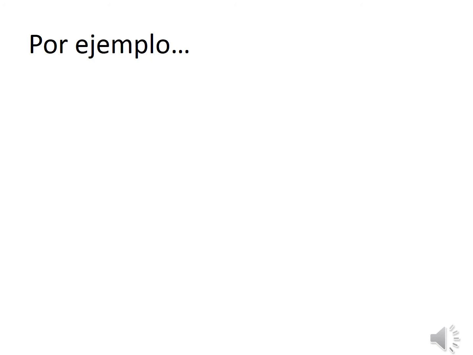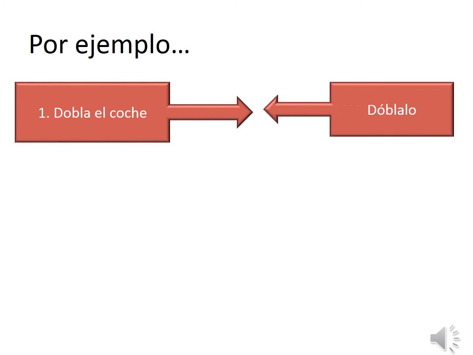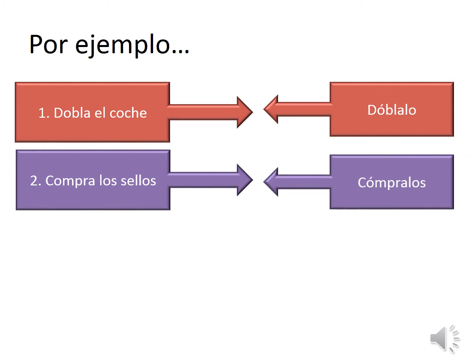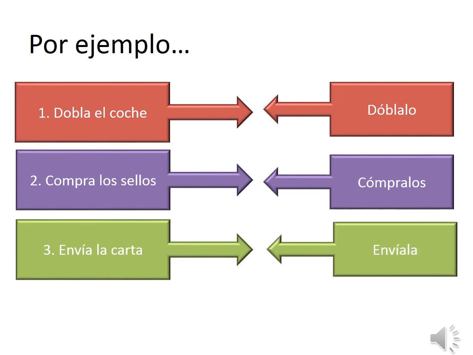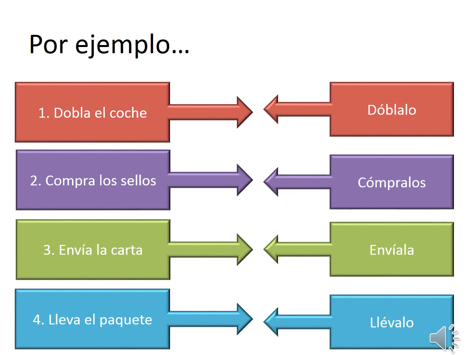For our examples, number 1 is dobla el coche. Lo will take the place of el coche and we'll attach it to make a longer word. So we get dóblalo. Notice where I put my accent mark. Number 2, compra los sellos. Los will replace los sellos, so I get cómpralos. Again, look at the accent mark. Number 3, envía la carta. La will replace la carta, so I get envíala. Again, notice the accent. Number 4, lleva el paquete. Lo will replace el paquete, so I get llévalo. Look at the accent mark.